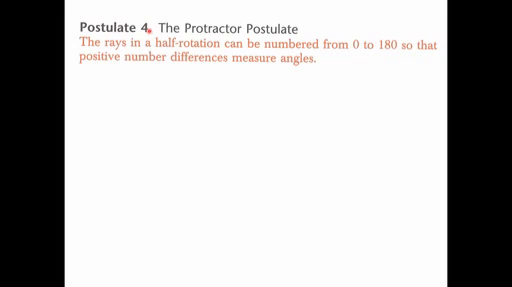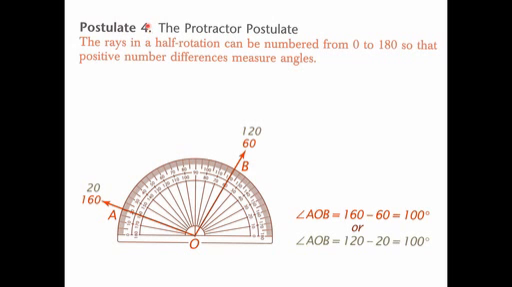So here's our protractor postulate again. You can see it. Memorize that. The rays in a half rotation can be numbered from 0 to 180 so that positive number differences measure angles. Protractor postulate. Similar to the ruler postulate.